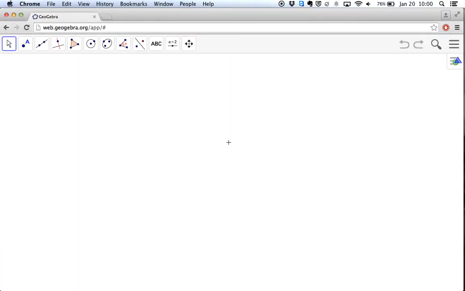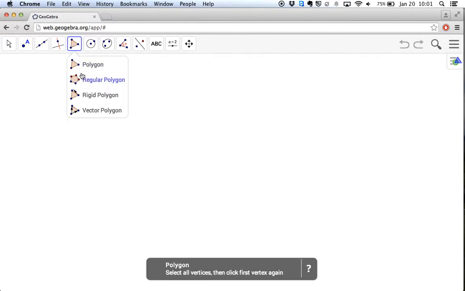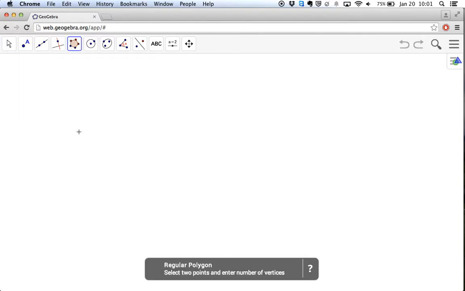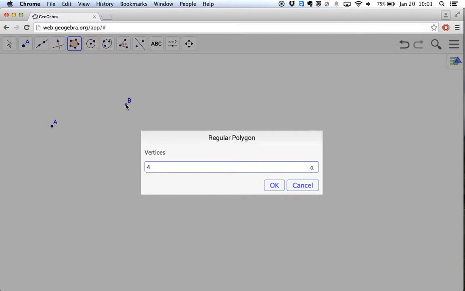Alright guys, I'm just going to run you through a couple of the constructions to make sure that you can investigate the properties correctly. The first one is just a basic square. This one's super basic. You're just going to choose to construct a regular polygon, and you notice at the bottom it says select 2 points and enter the number of vertices, so we're just going to plot 2 points, right? And we're going to make sure that it has 4 vertices.